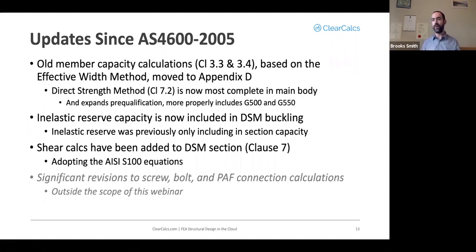Shear calculations have also been added to the direct strength method section. It's clause 7. The new shear calculations are adopting exactly what was in the United States standard AISI S100. There have also been very significant revisions to screws, bolts, power actuated fasteners, and other types of connections. That's outside the scope of this webinar, but those are the main changes since 2005.